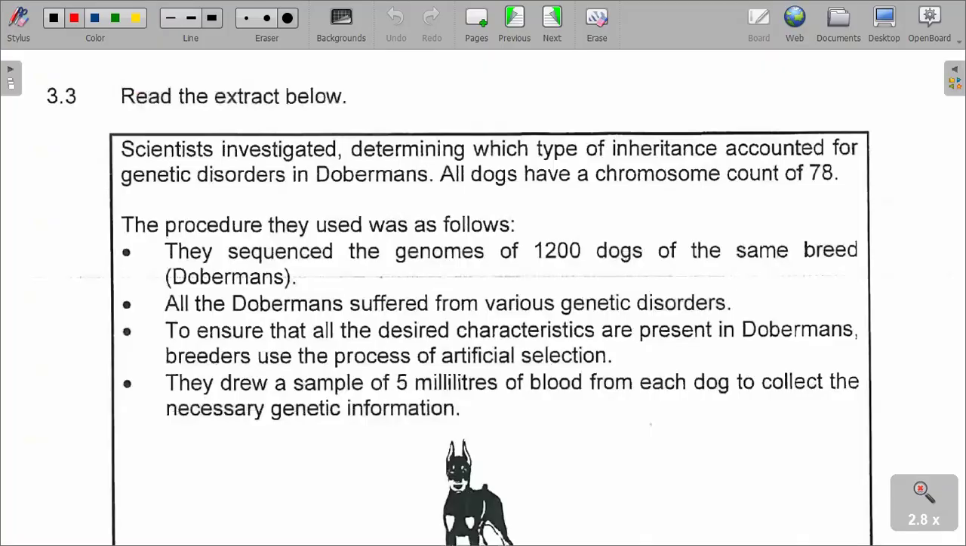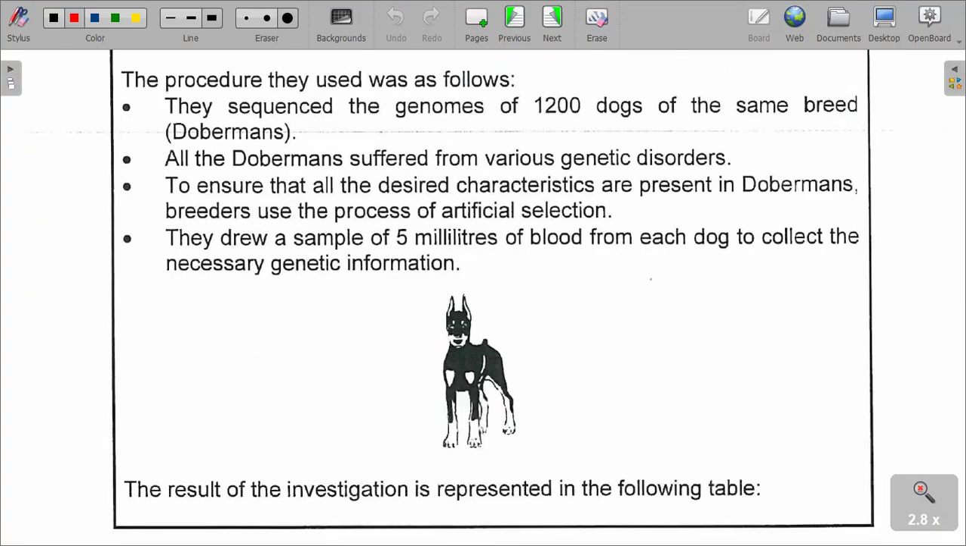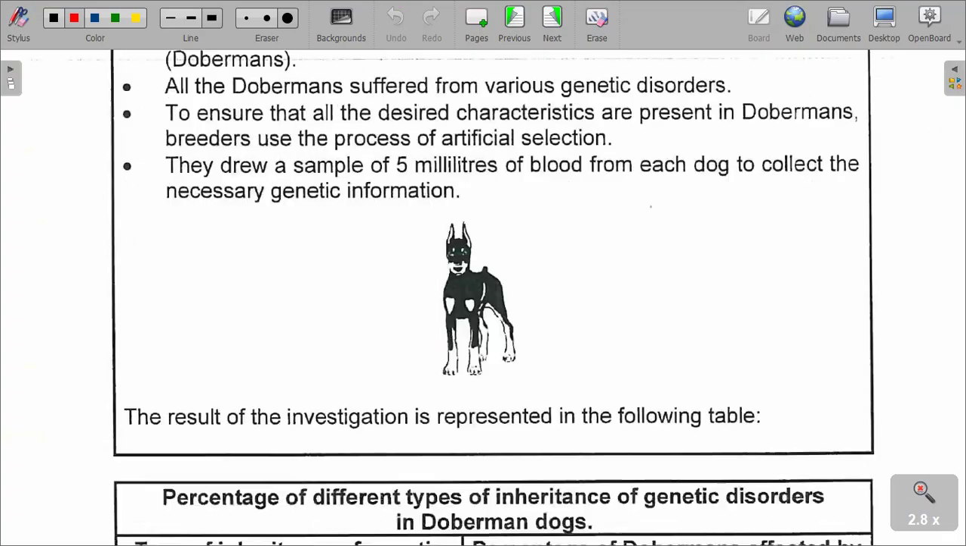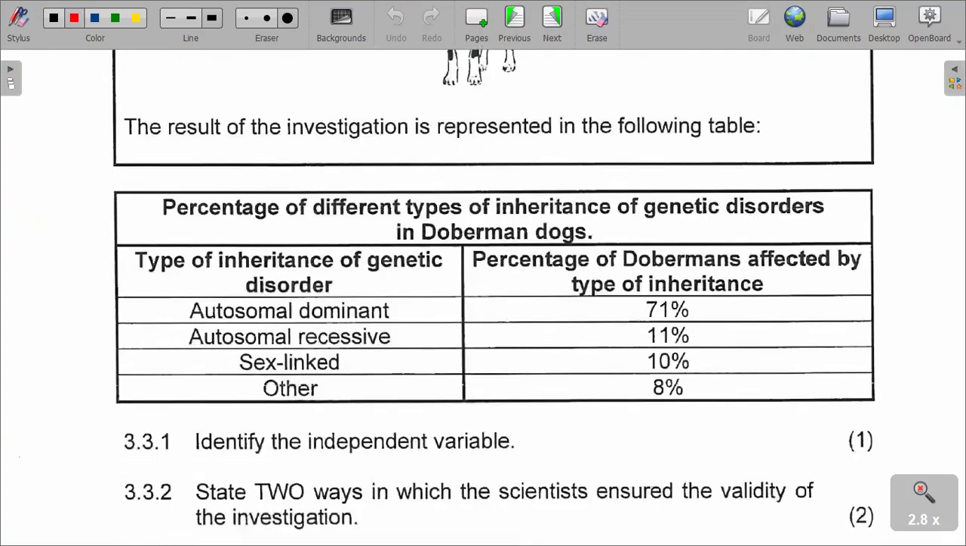It is a question that shows the investigation determining which type of inheritance accounted for genetic disorders in dogs. All dogs have a chromosome count of 78. That is what was done, the procedures and everything. So results of the investigation are shown there. So now, what are we supposed to look at?